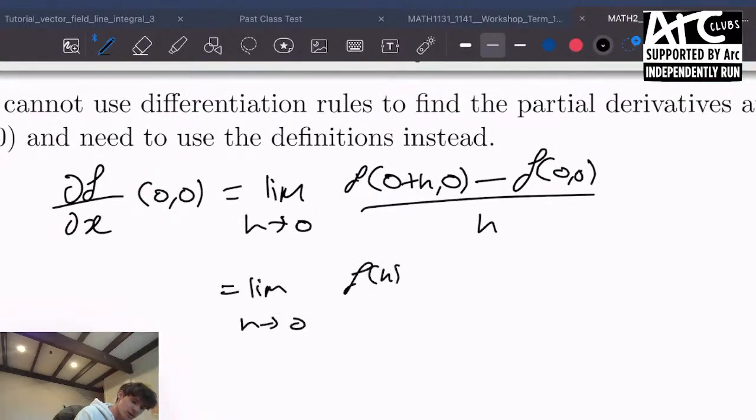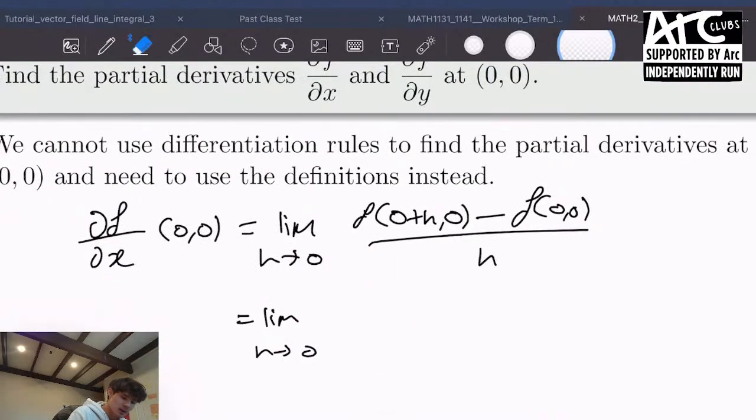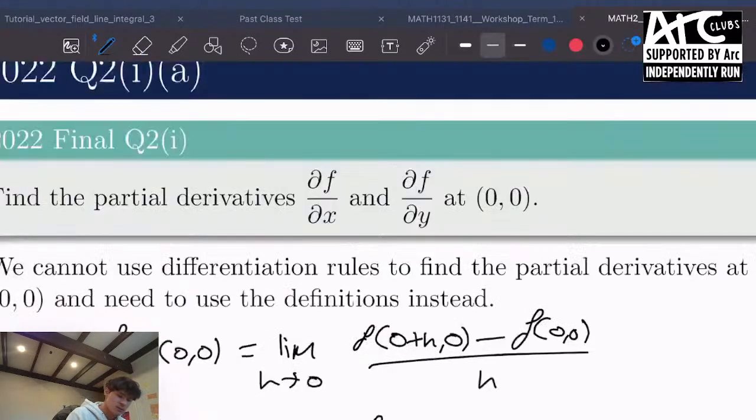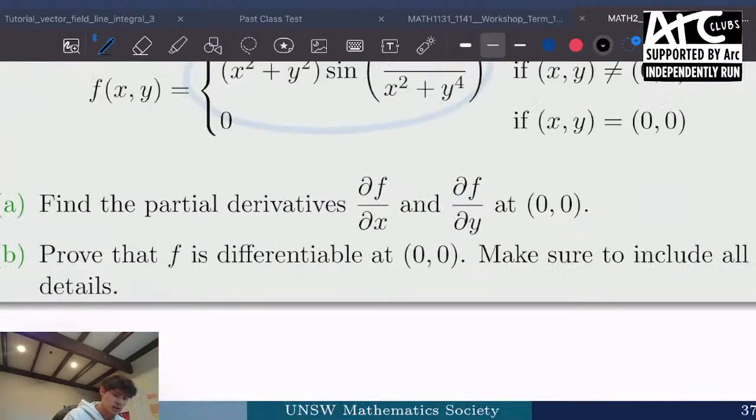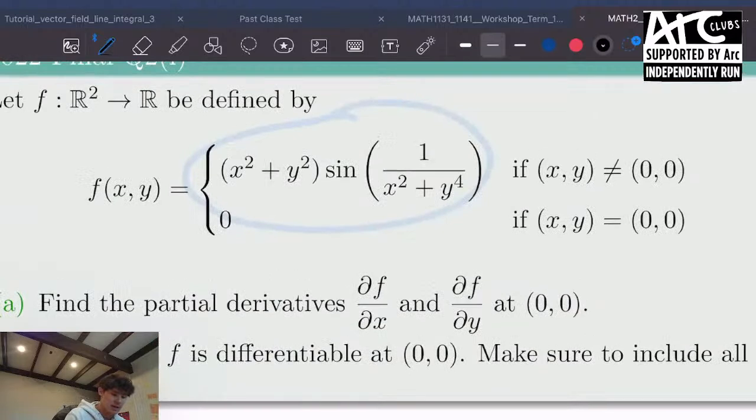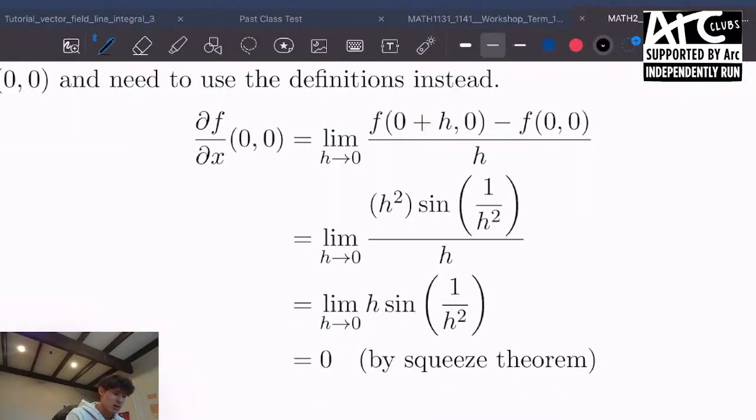So f of (h, 0), and we know f of (0, 0) is actually just 0 because that's how it's been defined, and divided by h. Well, that's just equivalent to substituting x equals h and y equals 0 into this expression up here. You can see that because h is non-zero, that's why we have to use this. So when we substitute it in, what we get is this expression here, and after simplifying, what we should get is this here.